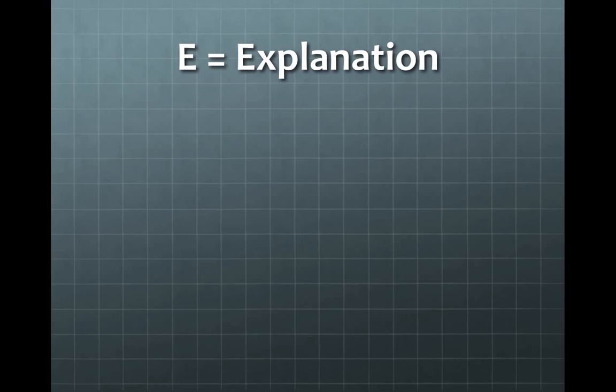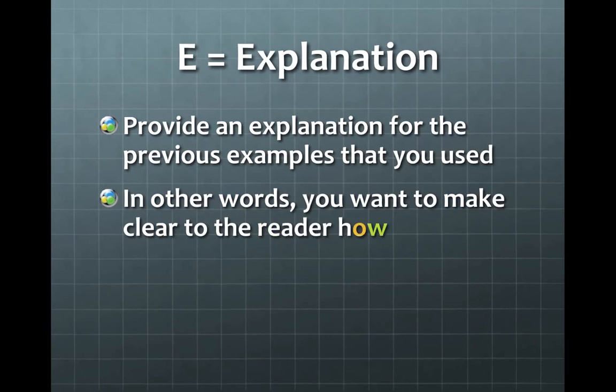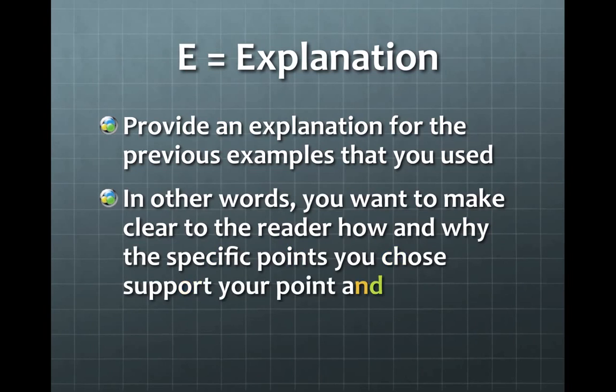The explanation is the next portion of the pie. You should be providing an explanation for the previous examples that you have used. In other words, you want to make clear to the reader how and why the specific points you chose support your point and thus your thesis.